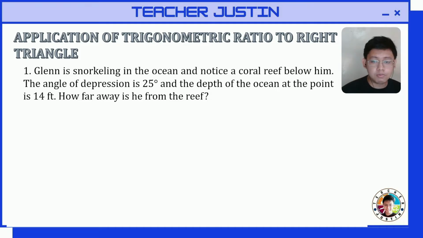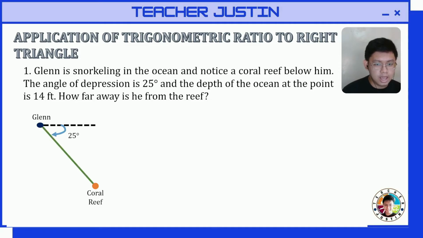Okay, so the first thing that we need to do is illustrate the problem. We have here Glenn. He is snorkeling in the ocean. So this is Glenn's direction. And he noticed the coral reef below him. So this is the coral reef below him. And it forms an angle of depression that is 25 degrees. And the depth of the ocean, according to the problem, is 14 feet. Now, the question is, how far is Glenn from the coral reef?